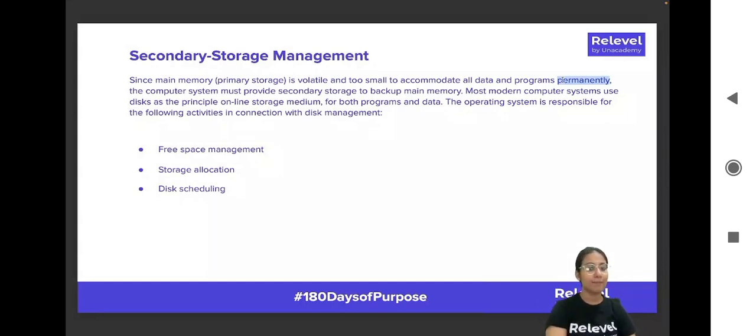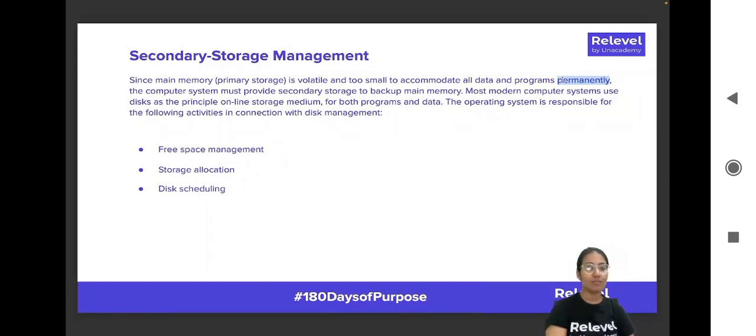The computer system basically provides secondary storage to back up the main memory. Most modern computers these days use disks as the principal online storage medium for both programs and data. So in modern computer systems, we are usually using hard disk drives, which we will talk about in detail later, as the principal storage medium for both storing the programs and the data.